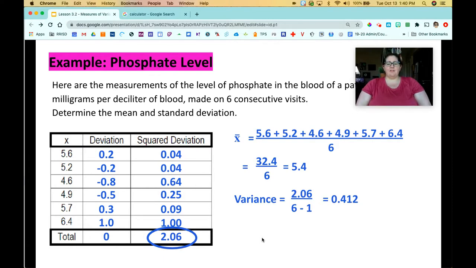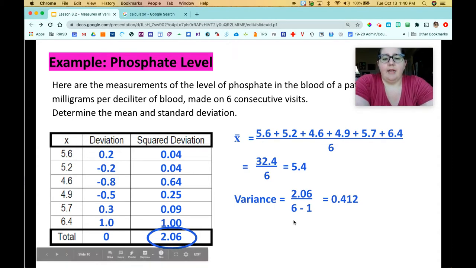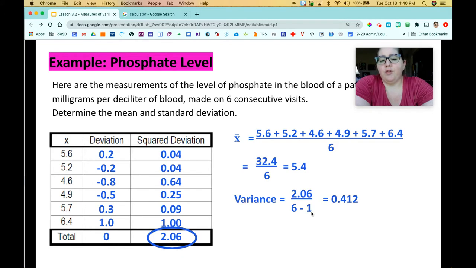So remember, the next step is to find the variance, where I take the sum of the squared deviations and divide by n minus 1. So 2.06 divided by n, which is just the total sample size, so 6 minus 1 is 5. 2.06 divided by 5 comes out to 0.412.